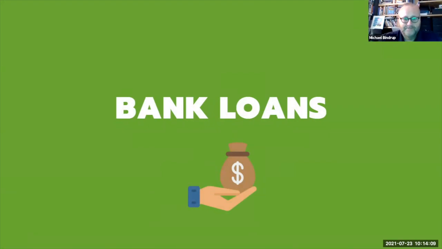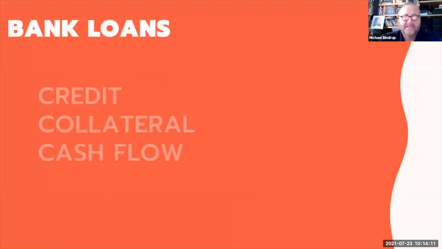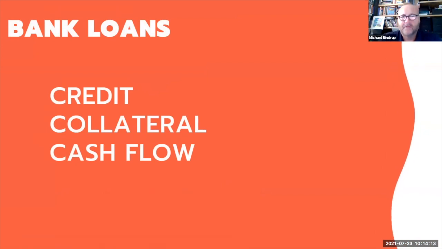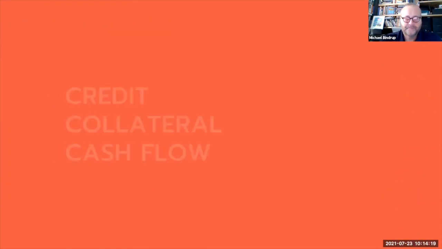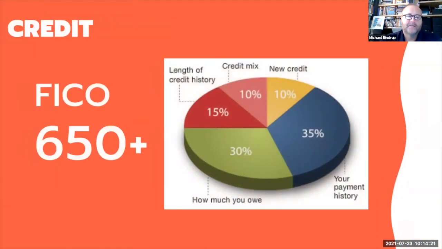Bank loans. Let's talk about what it takes to get a commercial bank loan. The 3 C's: credit, collateral, and cash flow. Credit. Your FICO score, Fair Isaac Company FICO score, that's the combination of the 3 scores. That's what most banks use. You must be at least 650. That is the bare bones bottom that you need to even be able to apply for a commercial loan.